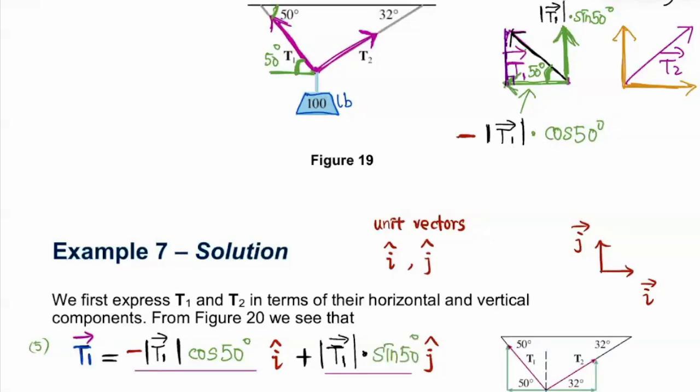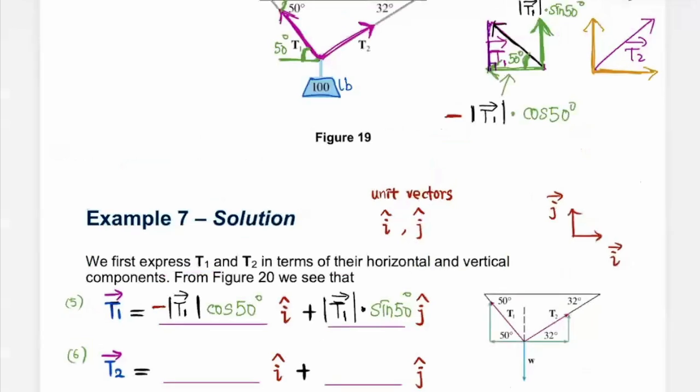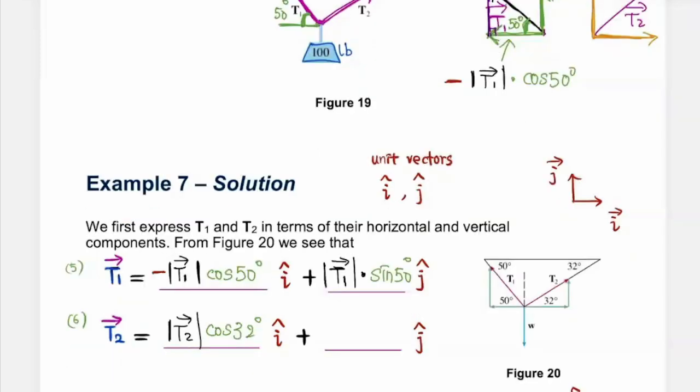Now, since you're doing so well, how about you go ahead and decompose T2 into the x and y components. So the x component will be what? The magnitude of T2 times what? Cosine of 32 degrees. You got it. And then the y component, magnitude of T2 times what? Sine of 32 degrees. You got it. Good job.